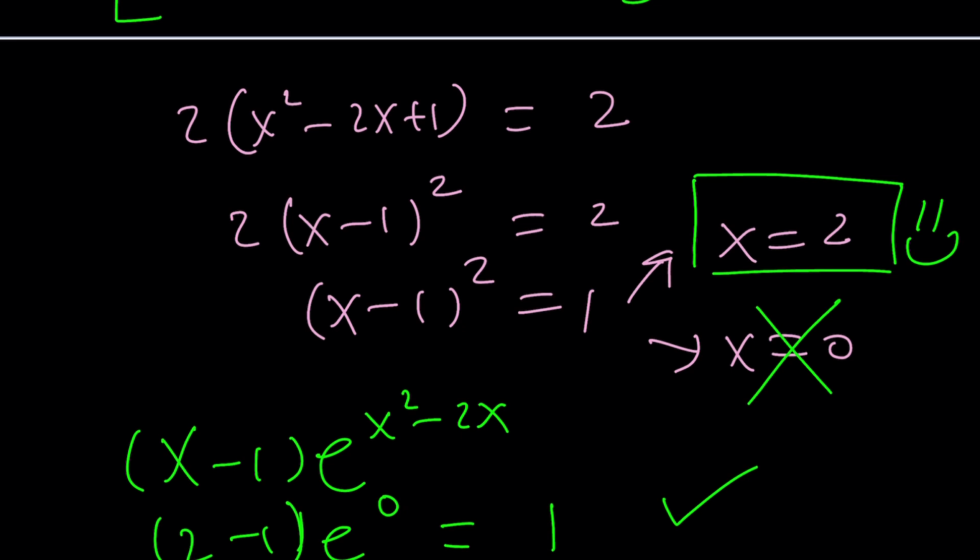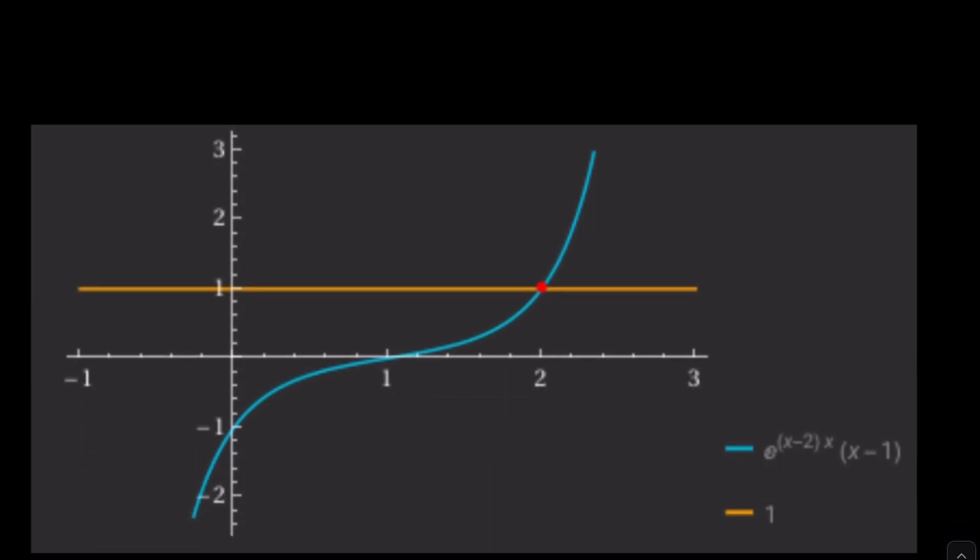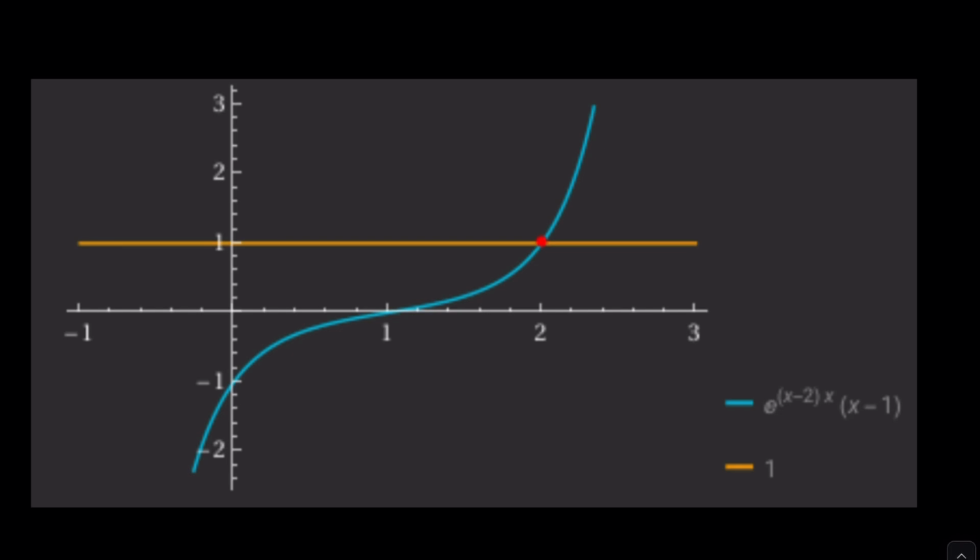Let me go ahead and show you a graph of this function. So you'll be hopefully more convinced about the solution that we found. Ta-da! Yes, we have an increasing function, and it intersects y equals 1 at a single point, which is at x equals 2. Therefore x equals 2 is the only solution.